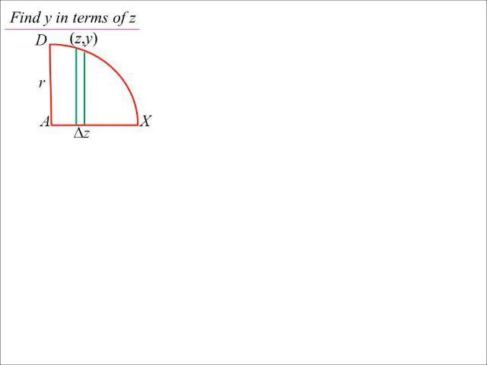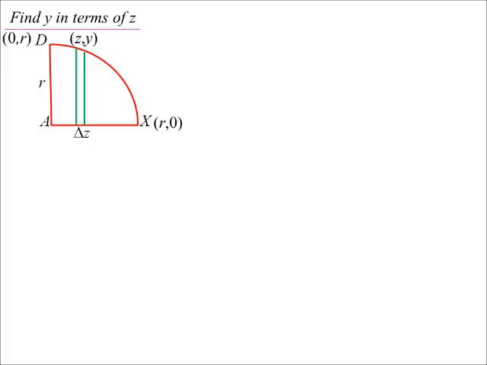Now over at D, the Z value is going to be 0. That's where I'm starting my slicing. The height of the slice at that point is R. Now if I keep slicing to the right, eventually I'll get to X. And at X, I've travelled R units across from A to X. So that's my dimension for Z. The height of my slice is now 0. But you'll notice the relationship is not linear.